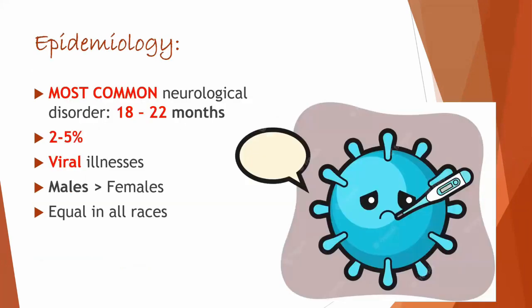So what's the epidemiology of febrile seizures? It's important to know febrile seizures are the most common neurological disorder in this age group. It affects 2 to 5% of children. It's predominantly caused by viral infections. It's most common in the age 18 to 22 months. There's a slight male predominance, and it occurs equally in all races.